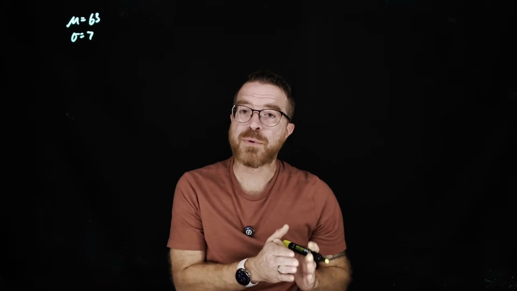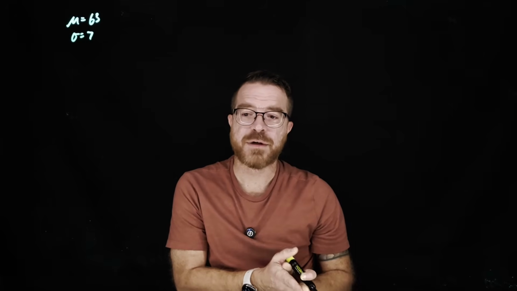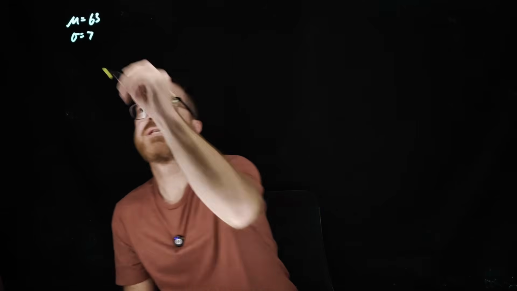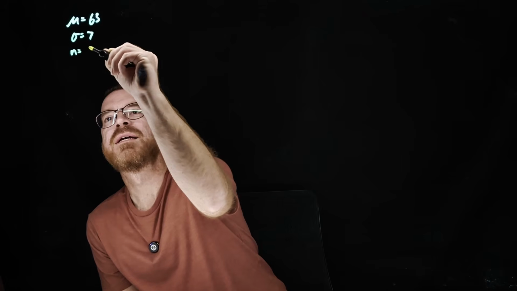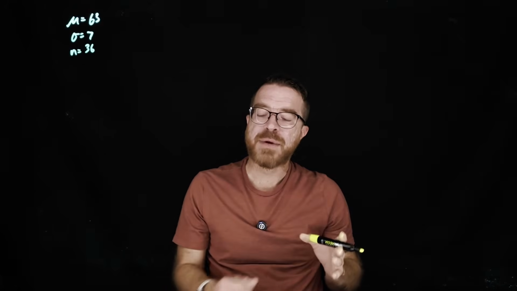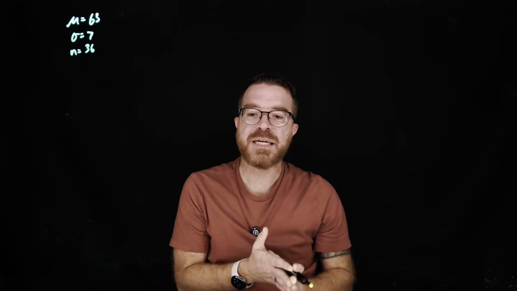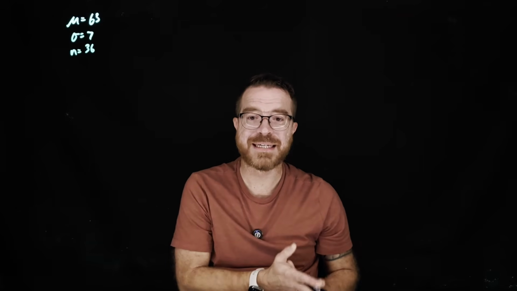A random sample of 36 students was taken. Assume the scores are normally distributed. So this means that we have n equals 36. Question A asks, what is the probability the mean time is less than 60 minutes?